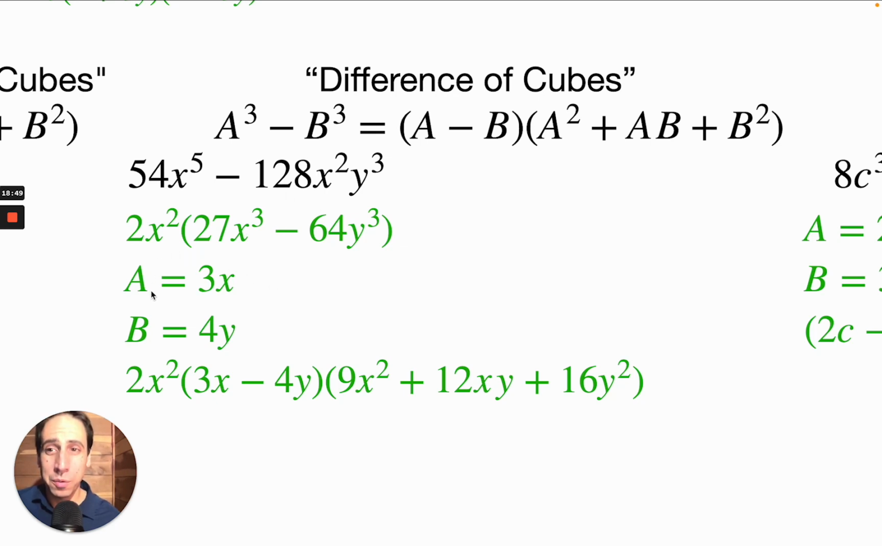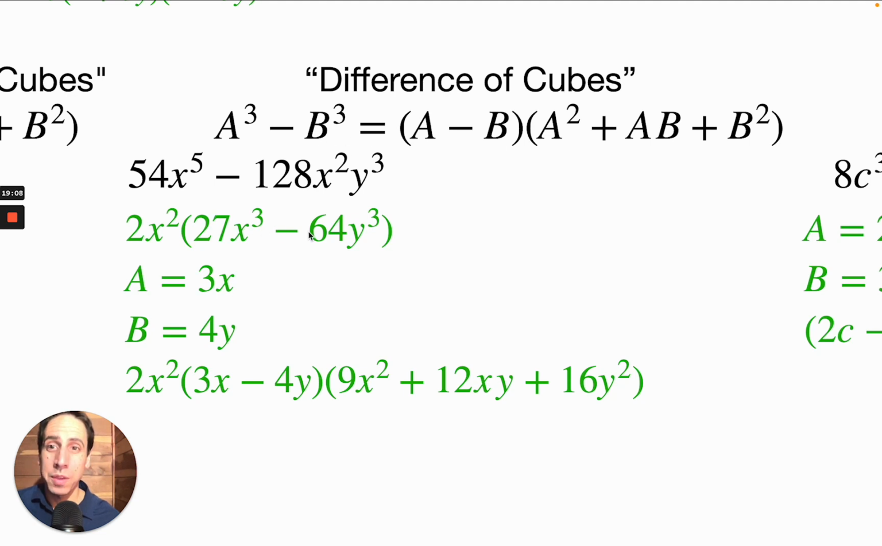The formula is only going to work if I choose A to be 3x, because 27, what times itself 3 times is 27? It's 3. And what's the cube root of x cubed? It's x. What's the cube root of 64? It's 4. The cube root of y cubed is y. So if A equals 3x and B equals 4y, then we can actually apply this formula.